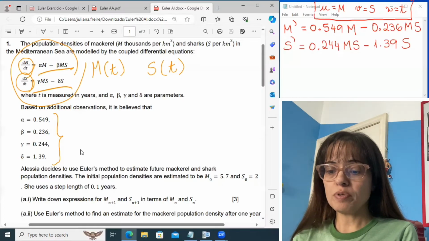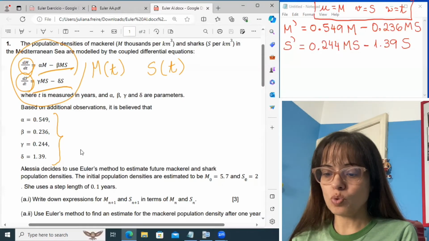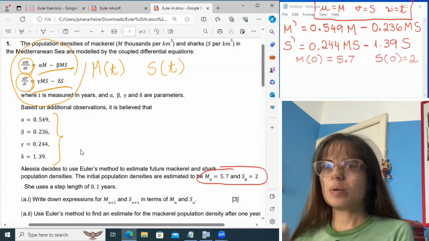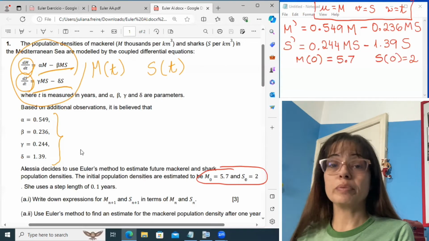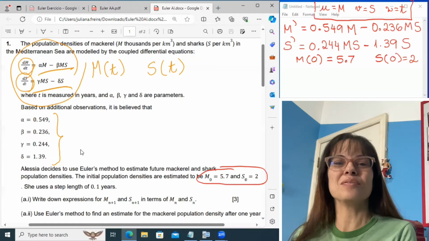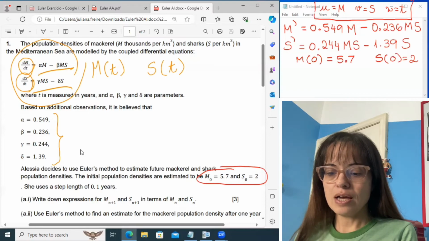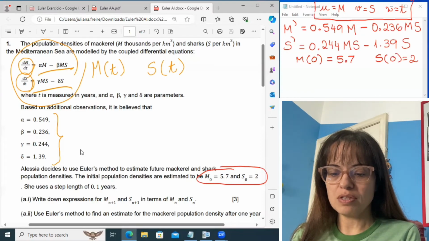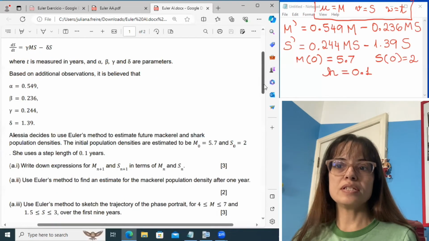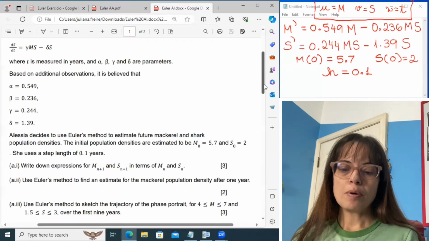Now I'm going to copy down the initial conditions as well, the values of m0 and s0. I'm writing it this way just to remind myself that these things are functions of the variable t, and that when t is 0, those are the values. And the question is also giving me the step size, which is 0.1.